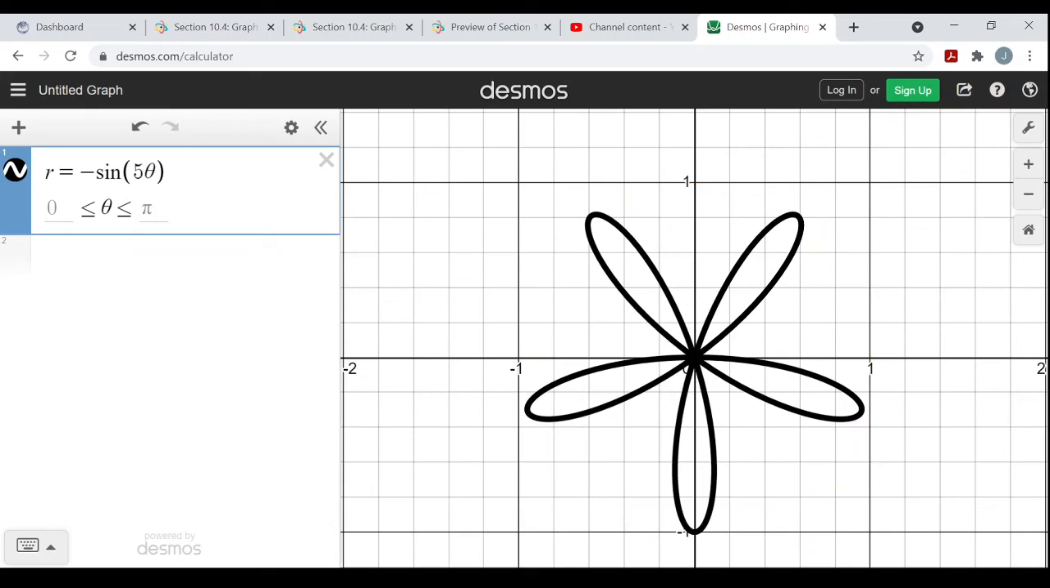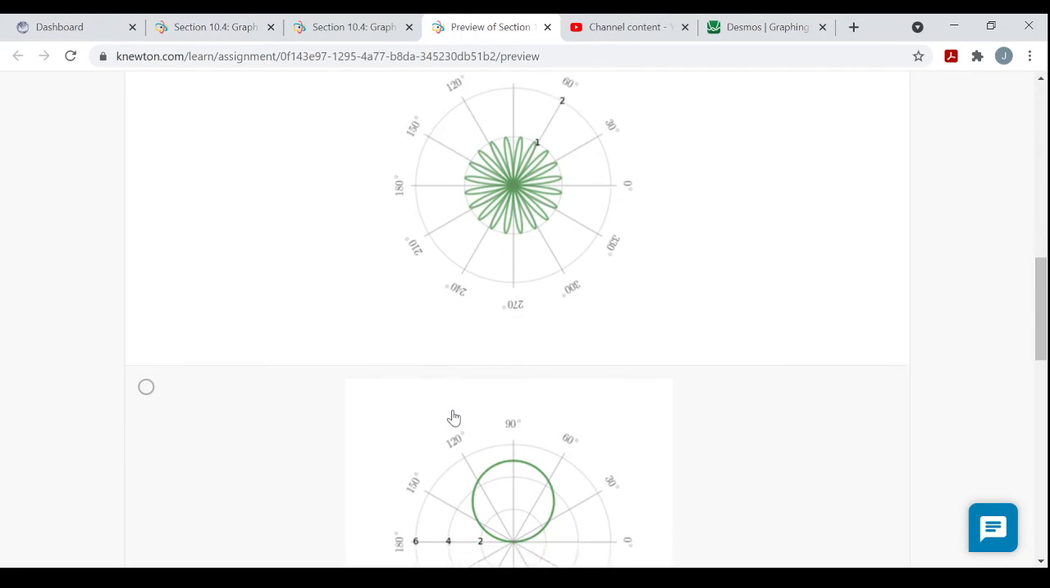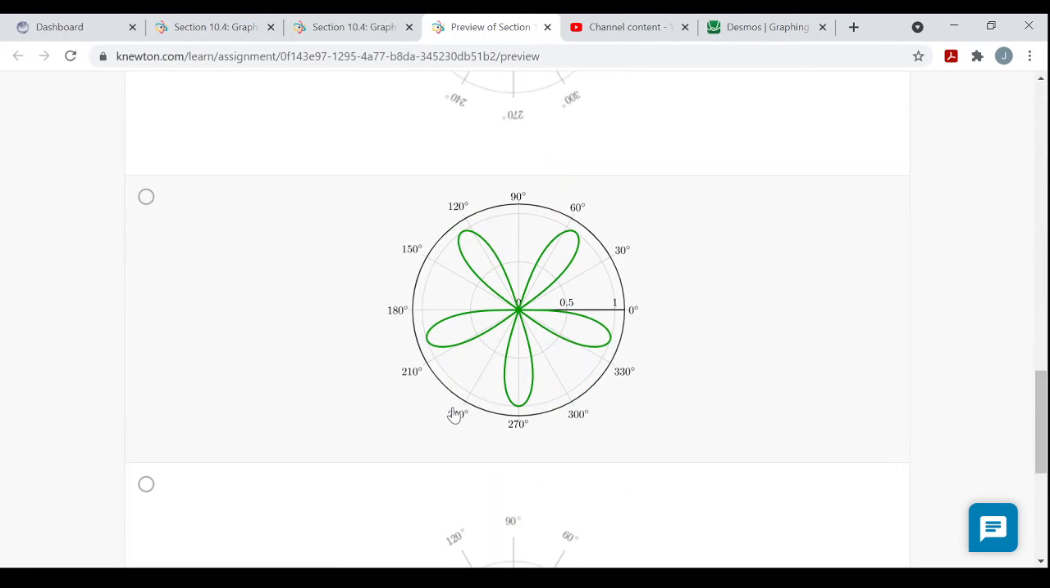All right, so back on the problem, we had to pick our graph here. Now, not quite this one. No, this would be it. There's a circle with a radius of 1 in here. It never gets outside that. It's got the 5 petals. This is our graph.